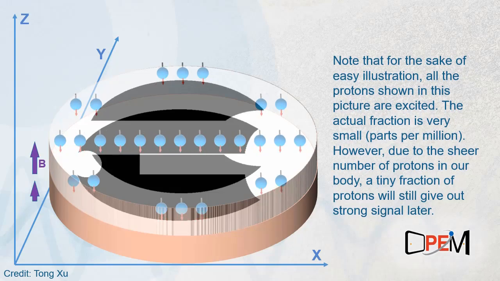Note that for the sake of easy illustration, all the protons shown in this picture are excited from low energy state to high energy state. The actual fraction of protons that undergo this change is very small, in the parts per million scale. However, due to the sheer number of protons in our body, a tiny fraction of protons undergoing this process will still give out strong signal later when they relax from high energy state to low energy state.